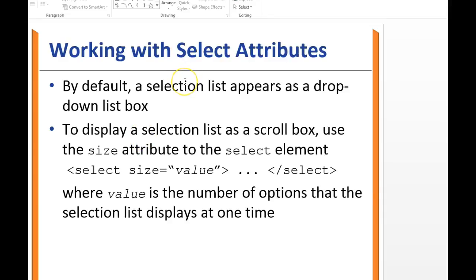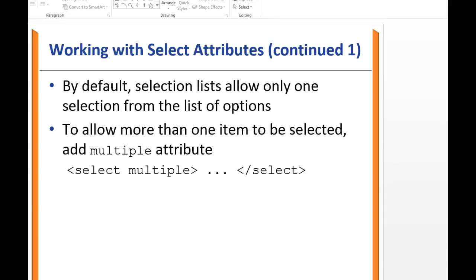By default, a selection list appears as a drop-down list box. So if you don't mention it, it's going to be a drop-down list. To display a selection list as a scroll box, you can use the size attribute in the select element. So when you are using select, if you don't put anything, it's going to be a drop-down menu. But if you want it to be a scroll box, you can put size equal to a value and then continue with the rest of the format of your select statement and close your select tag. So the value is the number of options that the selection list displays at one time, if you want it as a scroll.